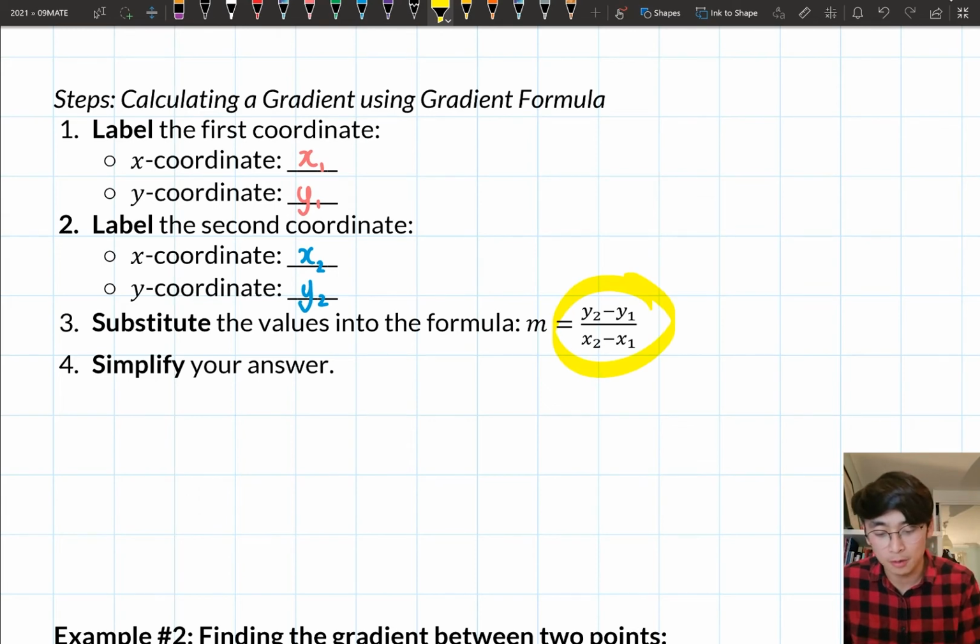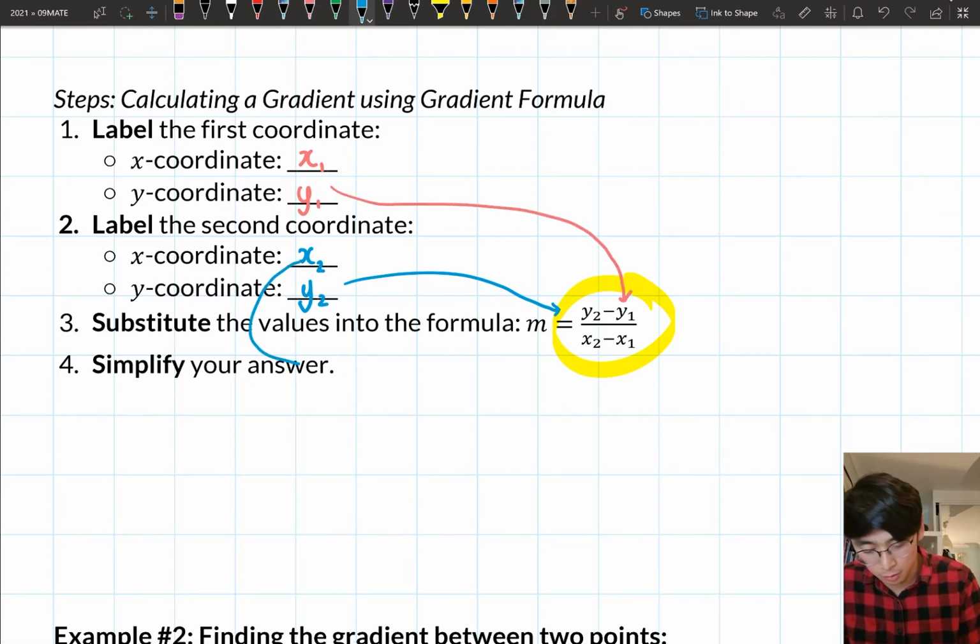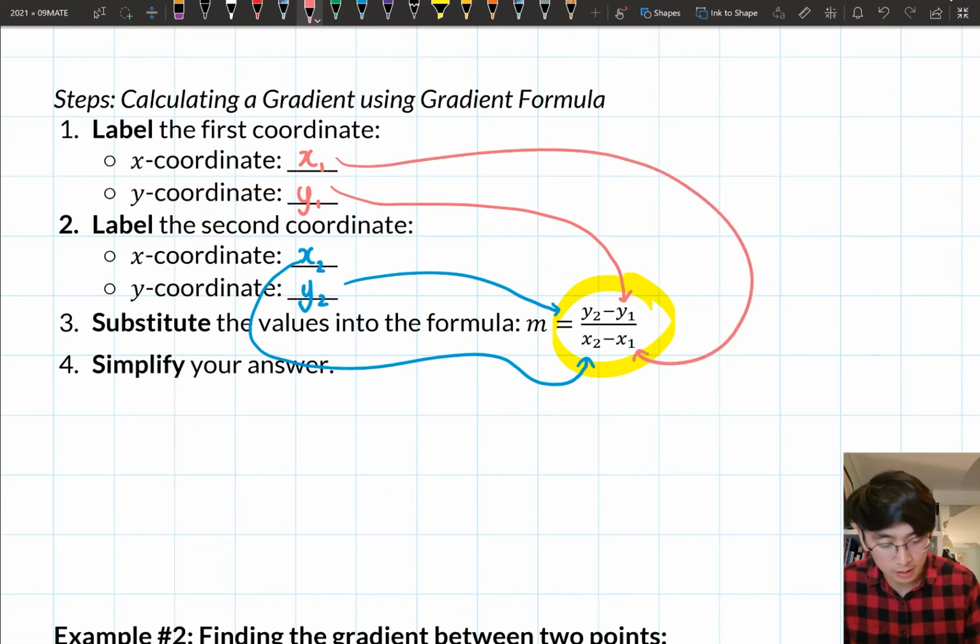So y2, I'm going to replace into here. y1, I'm going to replace into here. x2, I'm going to replace over here. And x1, I'm going to replace over here. So I'm just going to replace wherever I see those values into this formula. So I'm going to rewrite this formula a few times.